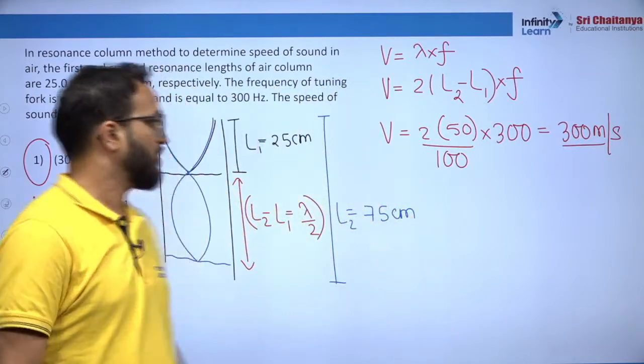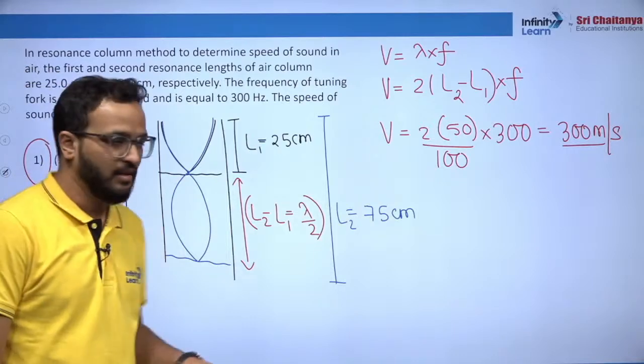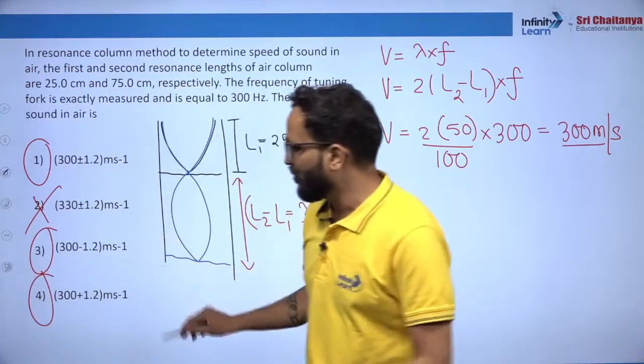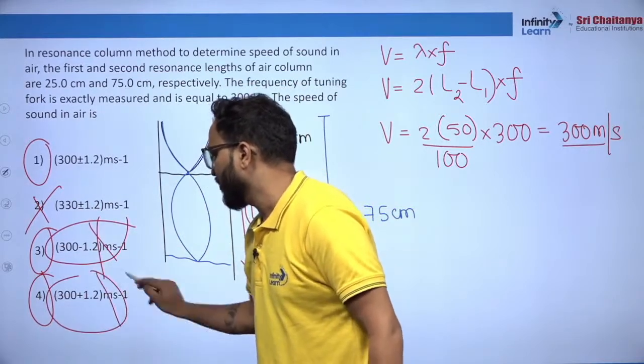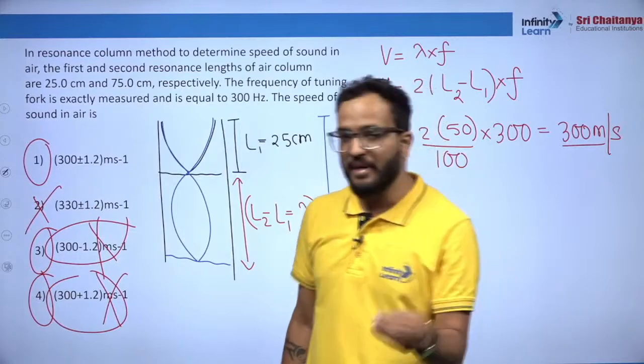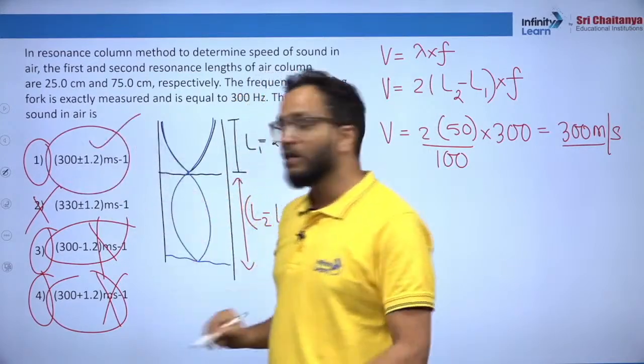Now we have to find out the percentage error. See, whenever you find out error, it is always plus and minus. And since other options are the same, like 1.2 only, minus 1.2, it will be wrong. Plus 1.2, it will be wrong. If there is some error, it will be plus minus, right? So obviously this option is correct. No need to solve for the errors.